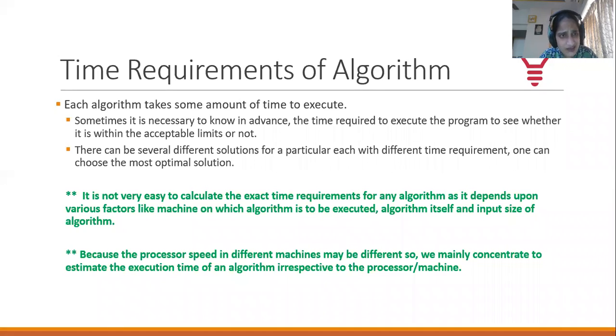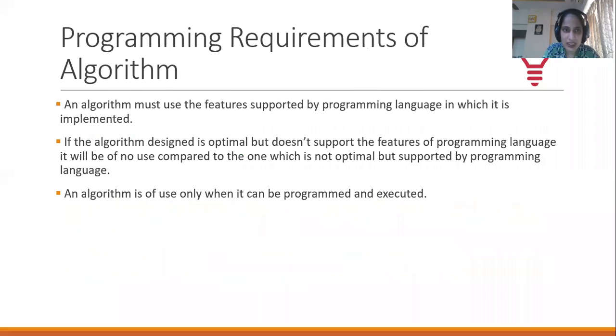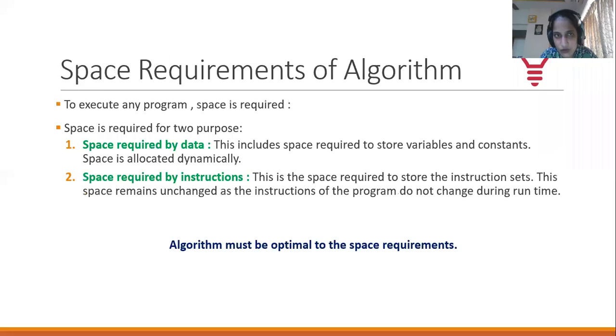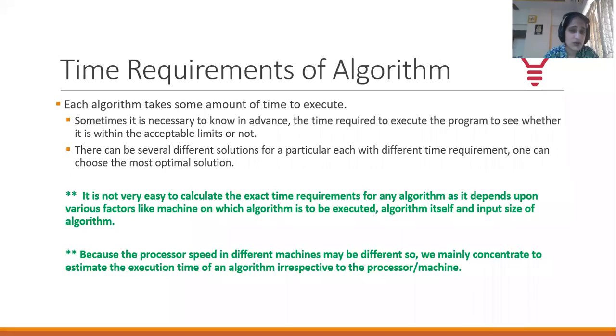Now, understanding the programming requirements is very easy. On a first glance itself, seeing the algorithm, we can understand whether the programming requirements can be followed or not, and whether the space requirements can be followed or not. But to calculate and understand the time requirements is not very easy, because when this algorithm is programmed, it is going to be executing on a machine.